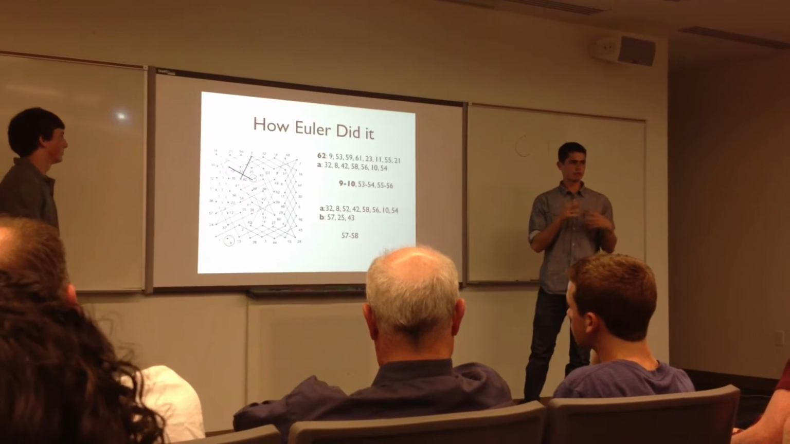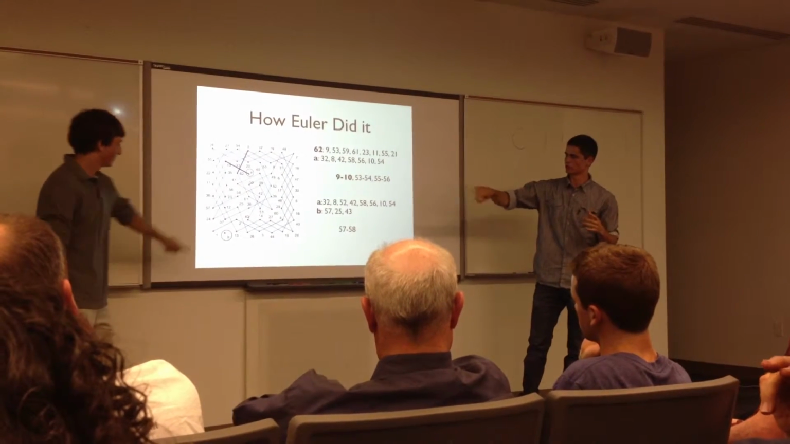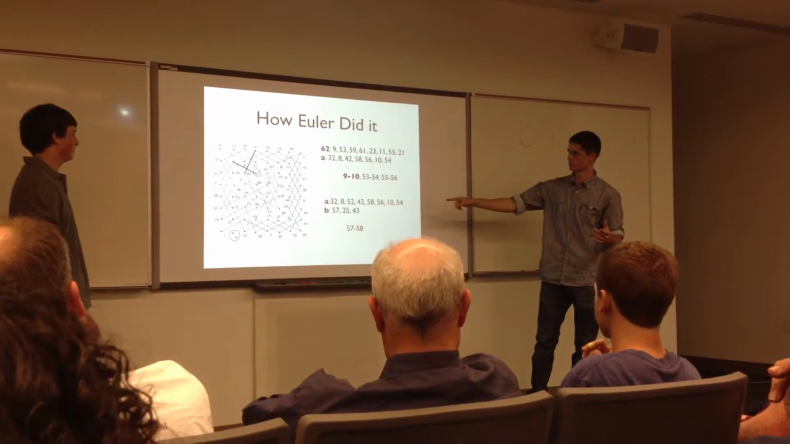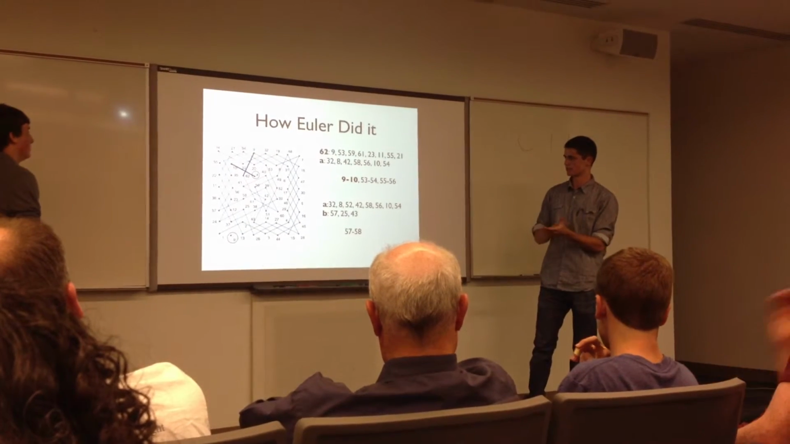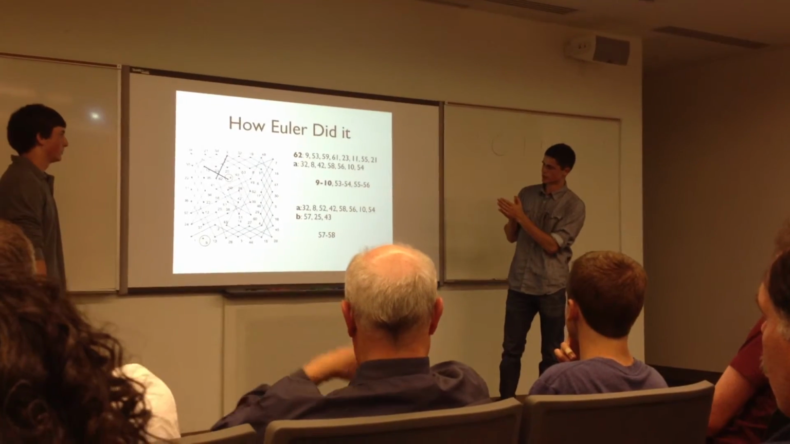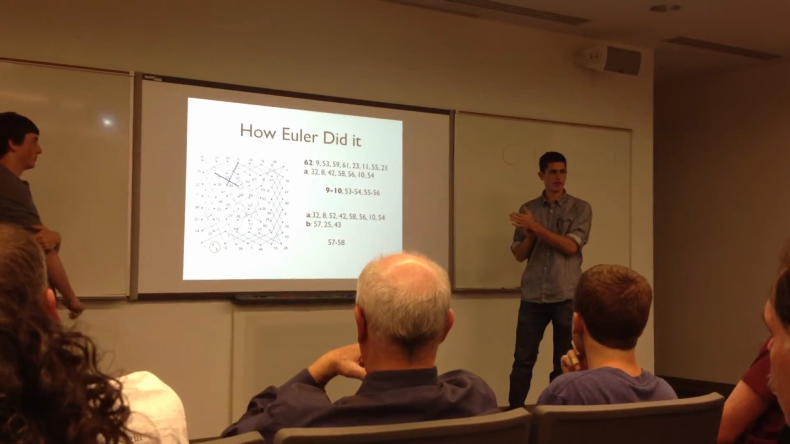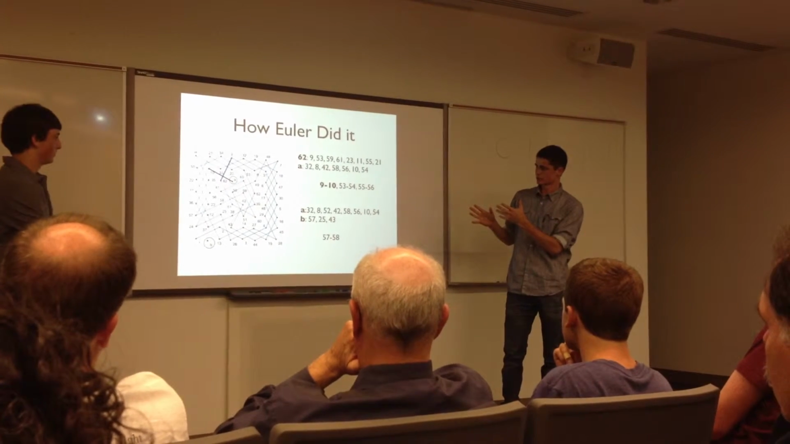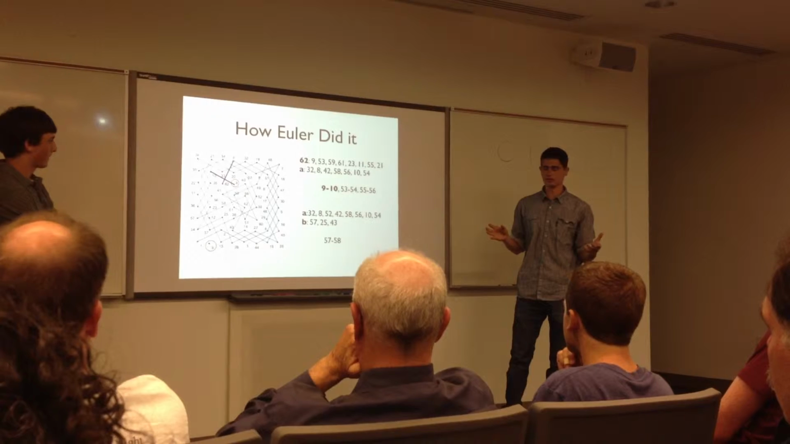So as you can see, we're getting a bit closer, but we still have that point B all the way down there that we need to get to. So he does the same thing. Lists all the possible moves from A, which are pretty much the same as last time, 32, 8, 52, 42, and then lists all the possible moves for B, 57, 25, and 43. And now he's going to look for, again, consecutive pairs. So in this case, it's only 57 to 58.